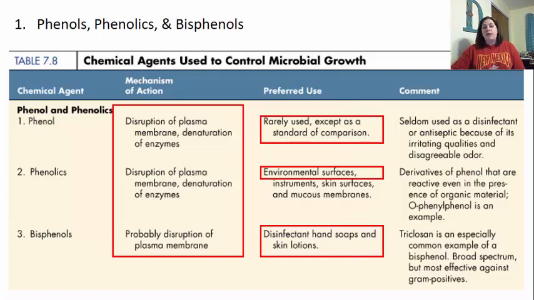Now, guys, phenols are rarely used except as a standard of comparison. These are seldom used as a disinfectant or antiseptic because of their irritating quality, like on the skin, and they have a really bad odor. The phenolics are for environmental surfaces like instruments, some skin surfaces, and mucous membranes. This is a derivative of phenol that is active even in the presence of organic materials. Bisphenols are going to be disinfectant hand soaps and skin lotions. Triclosan is an especially common example of this. It's broad spectrum and it's most effective against gram-positive bacteria.